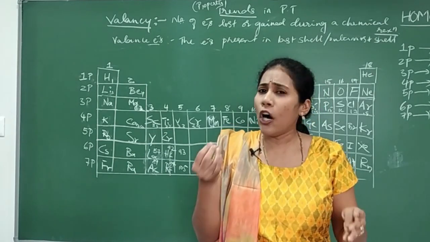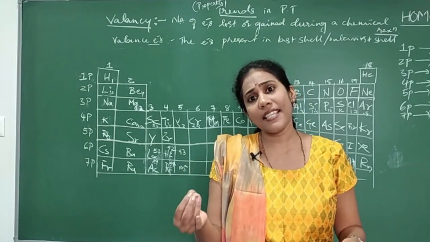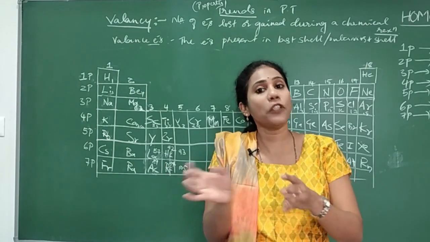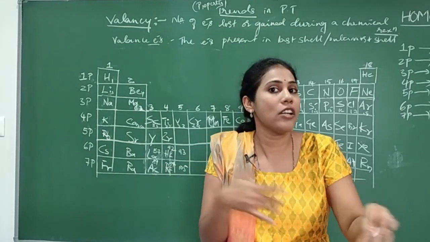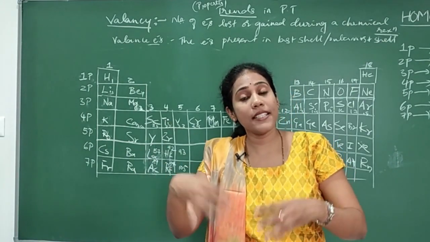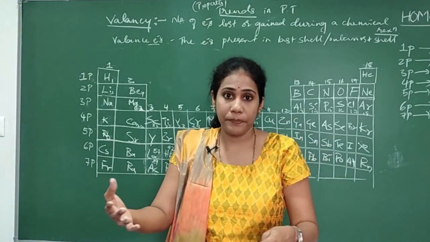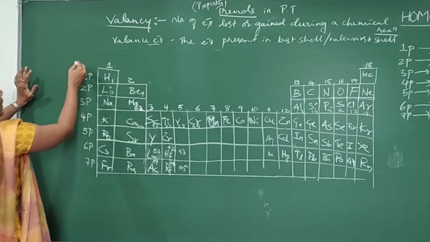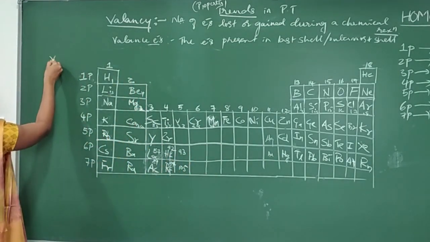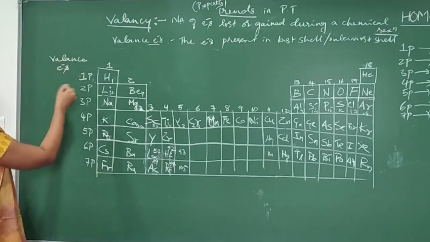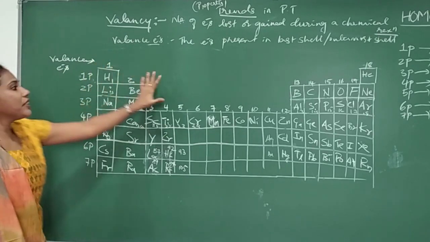Valence electrons means the number of electrons present in the last shell. All the electrons present in the last shell are not lost or gained. Only a few electrons of the last shell can be lost or gained. So valency and valence electrons will be different, and we will study both now. Coming to the valence electrons, first we will talk about the number of valence electrons present in every group.